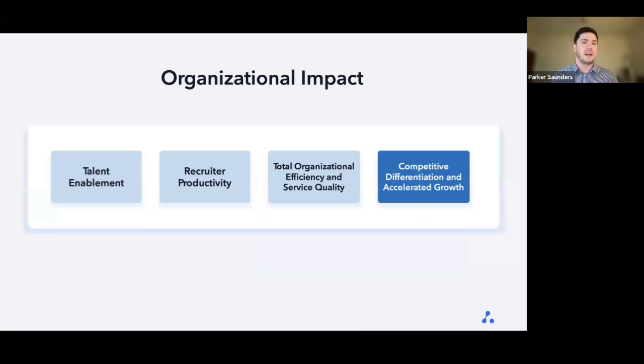So what does this look like at a higher level? What's the overall organizational impact? Really, each of these are building blocks on one another. So as we're able to enable talent by meeting them where they are with a mobile app, we're improving the quality of their experience. We have a more real-time engagement with them, all of which supports improvements in recruiter productivity, both in the sake of efficiency, but also in terms of service quality overall.